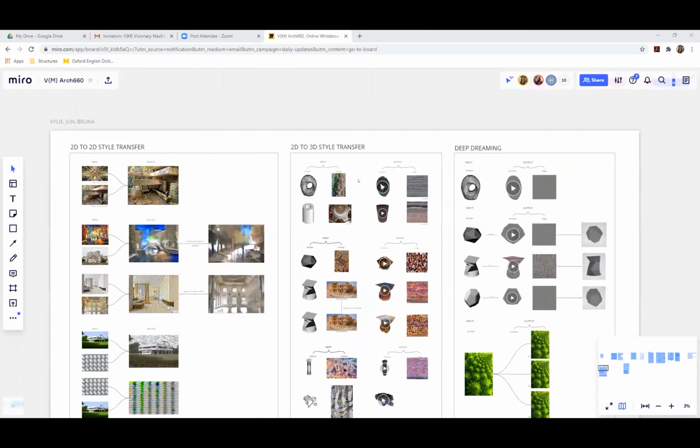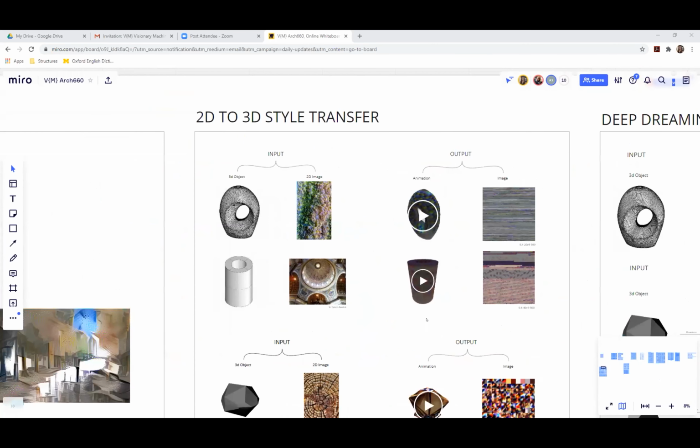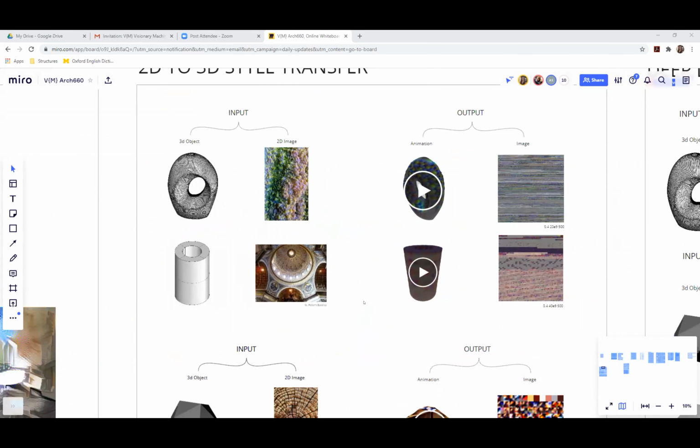And we also explored 2D to 3D style transfer. So these first examples, one with more of a complex mesh object and one with more of a simple cylinder, and then inputting different images of either architecture or from nature, and then getting different animation results in terms of the texture and the coloration.